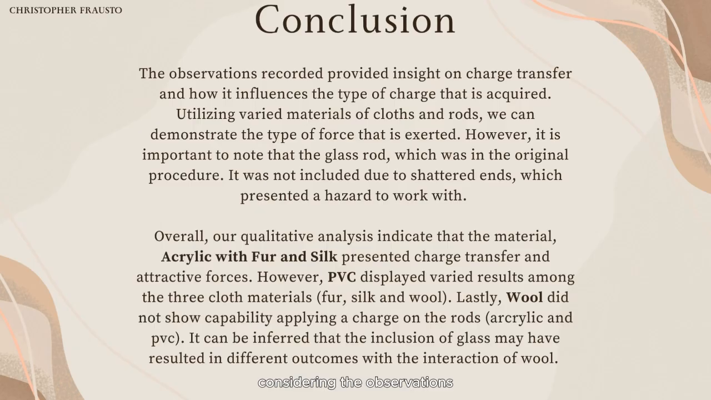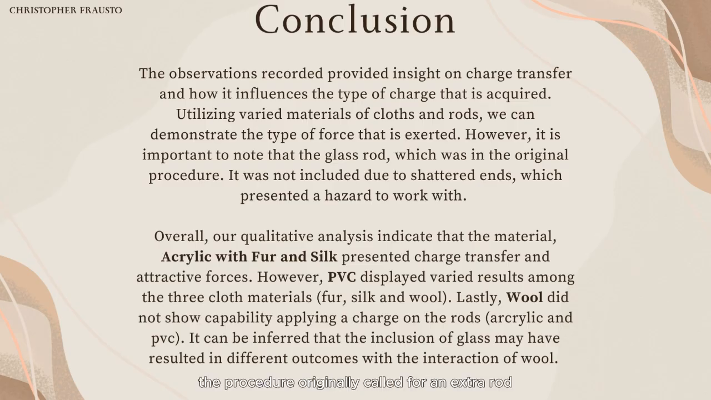Considering the observations, the lab provided insight on the function of charge and how it influences the type of charge that an object can acquire. To assess this, we understood the phenomenon of charge and what particle is responsible for this transfer of charge from one object to another through the movement of electrons. As the only particle that lies in the valence shell of atoms, they are easily removed through agitation, hence the rubbing of materials which breaks those intermolecular bonds. For this reason, we utilized various materials of cloths and rods to demonstrate the force exerted.